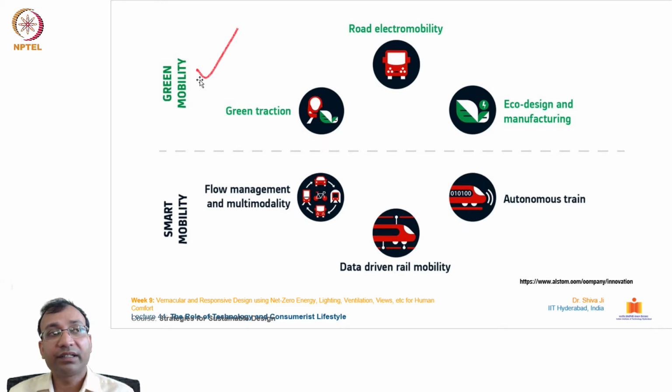Moving on, this is taken from a company, Alstom. You may be aware of it as a big company. See how they have been doing smart mobility: flow management, multimodality, data driven, rainbow mobility, autonomous trains, autonomous mobility, etc. In this one there is a factor of green, and the improved scenario now involves these green factors, and with the introduction of this green perspective, it has become green traction, road electromobility, eco design and manufacturing.